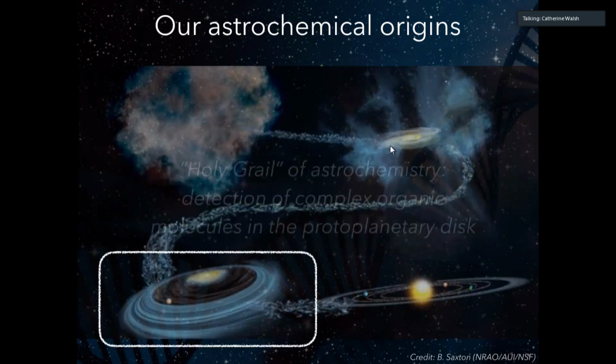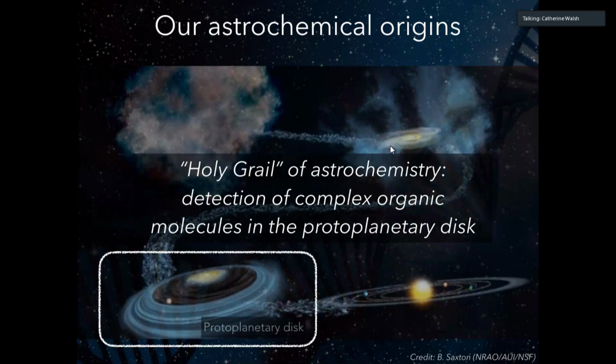So one of the, I think, holy grails of astrochemistry in the past few years has really been trying to detect these large, complex organic molecules that we routinely see in the colder, more diffuse environment within the protoplanetary disk, because this enables us to then better make the connection between the complexity we see at the earliest stages with that we see in our own solar system.